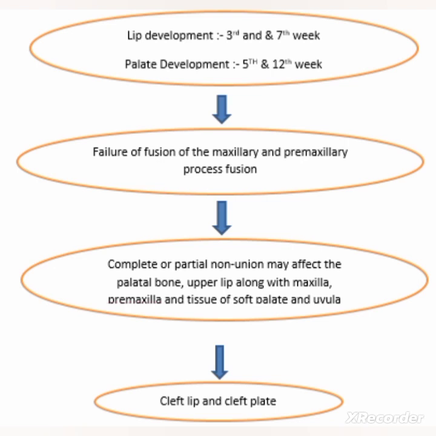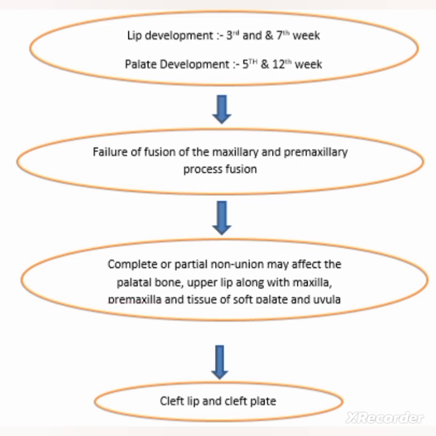Here, lip development occurs in the third to seventh week. Palate development occurs in the fifth to 12th week. So failure of fusion of the maxillary and premaxillary process leads to complete or partial non-union, which may affect the palatal bone, upper lip along with the maxilla or premaxilla, and the tissue of the soft palate and uvula. That leads to cleft lip and cleft palate.